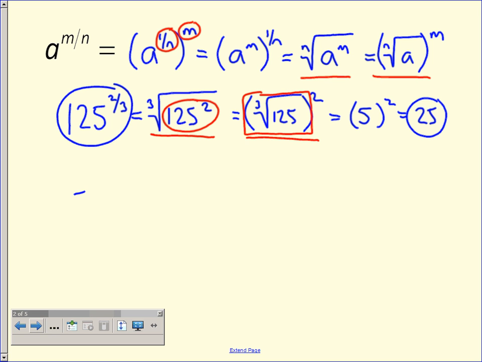Another one, what if I took negative 4 to the 5/2 power?